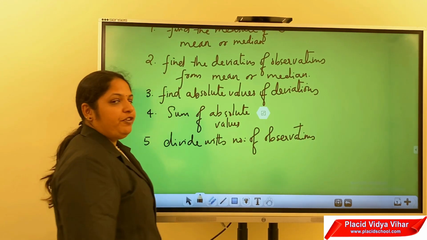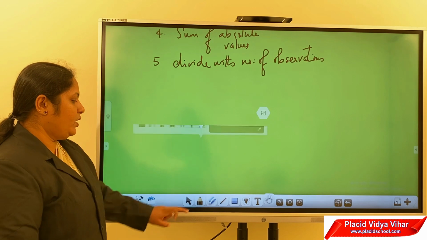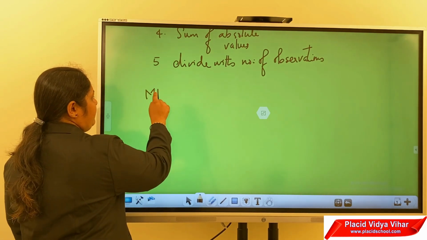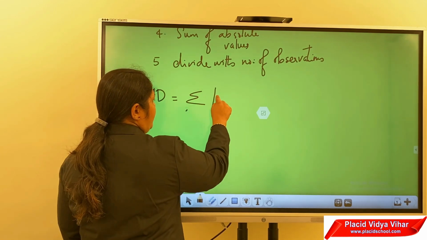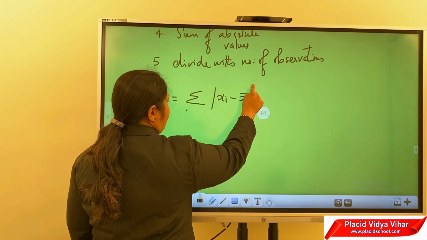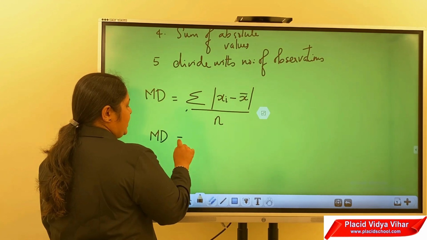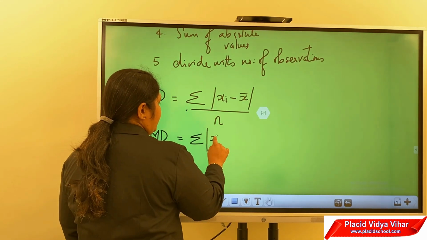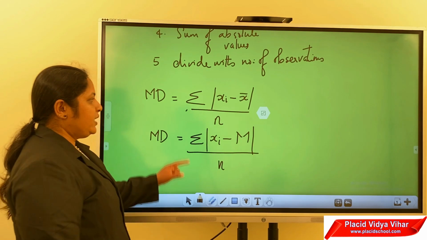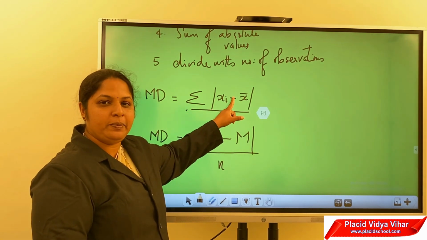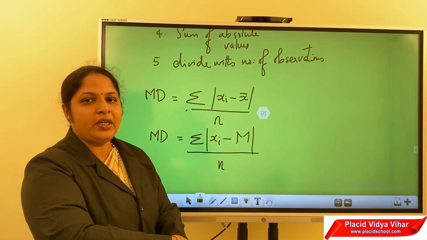Divide with number of observations. If we represent it in formula form, we can write it as mean deviation is equal to sum of modulus of xi minus x bar divided by n, or mean deviation is equal to sum of modulus of xi minus median divided by n. This is the case in which the deviation is taken from the mean, and this is the case in which the deviation is taken from the median.